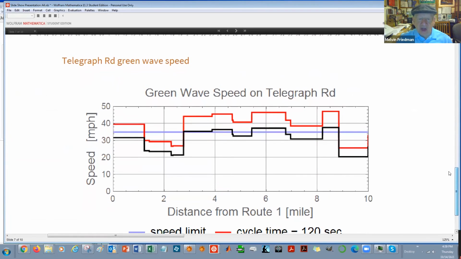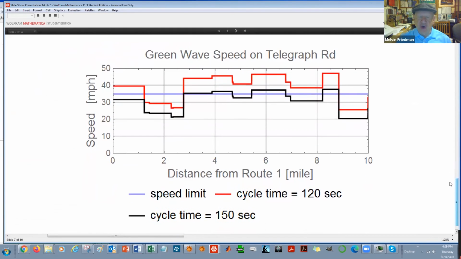This over here shows a graph of the speed you should go at to make every traffic light on Telegraph Road. The nominal speed limit on Telegraph Road is 35 miles per hour. In that graph that I just showed you, this shows the speed you should go. This red curve shows the speed you should go with a cycle time of 120 seconds. And you see the speeds are reasonable in the sense you're not really going too slow. You're going a little bit above the speed limit and sometimes a little bit below the speed limit.